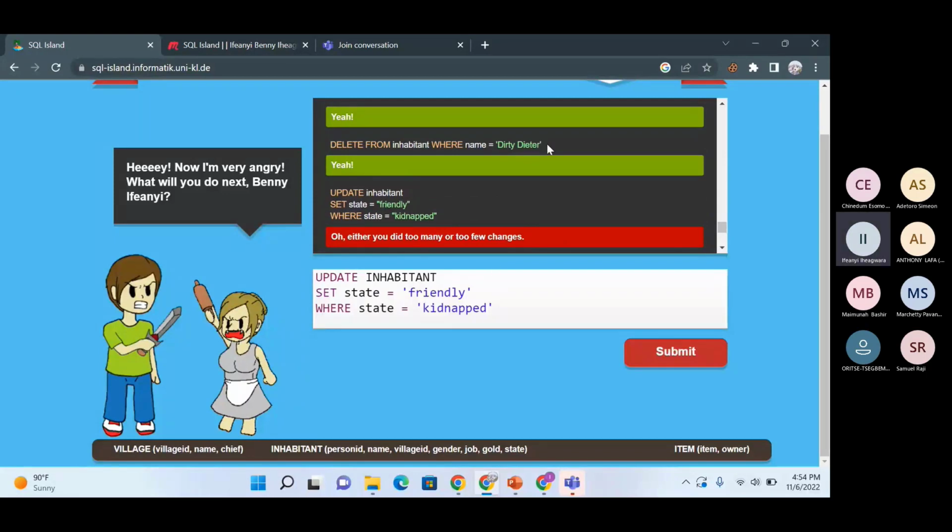Okay, so I think maybe I didn't delete this person first. So let me try deleting and see if that works. So it's not what's getting down now. This is what I'm supposed to do.